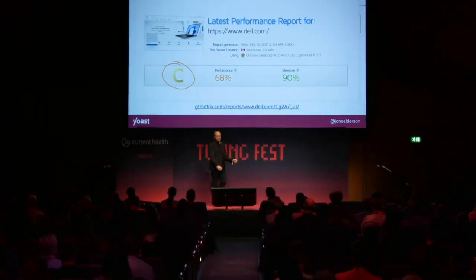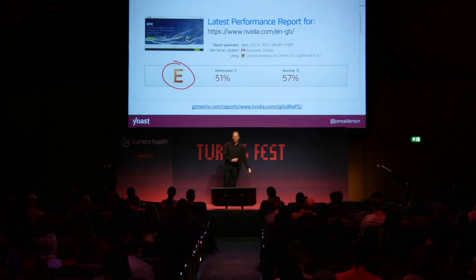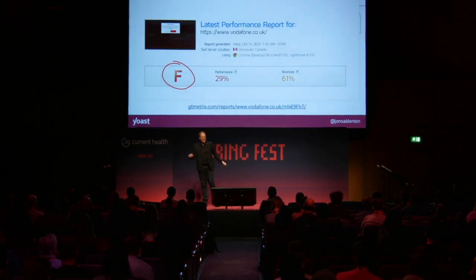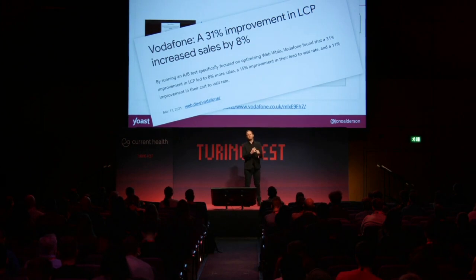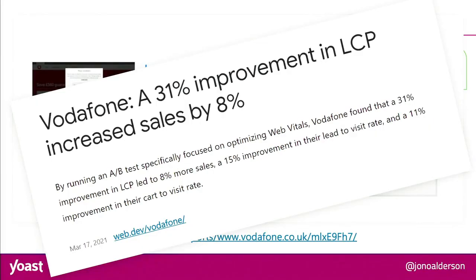Coca-Cola, who have a global monopoly on hydration, C. Forbes, one of the most influential publications in the world, C. Dell, one of the most influential technology corporations, C. You see where this is going. NVIDIA, leading the AI and machine learning revolution, E. Vodafone, one of the most significant telco companies in the world, F. Vodafone, who published a case study on Google's very own web.dev website earlier this year, showing an A/B test they ran to speed up their site, generated a fortune in cash. They still score an F.